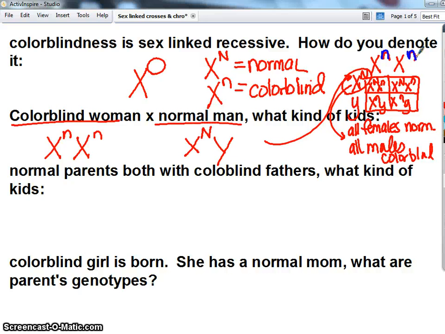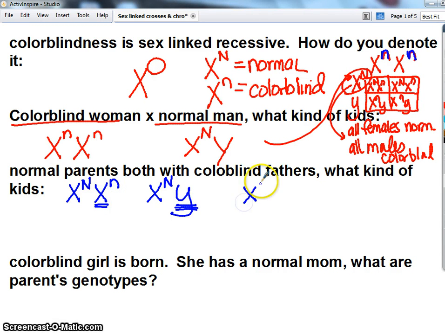So, our second one, normal parents, they both had colorblind fathers. So, we have our parents again. This time it says they're both normal, so we know that they both have a big N. In the case of the male, he only has one X, so whether his father was colorblind or not makes absolutely no difference, because his father would have given him the Y chromosome, not the X. But it is important to know that the mom's father was colorblind, because that tells me about her other X. She's normal vision, she must have gotten an X with a big N from her mom, but since her dad was colorblind, he would have given her X little n.